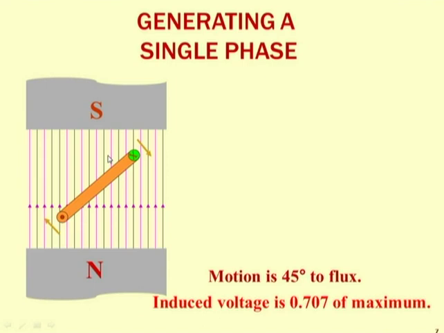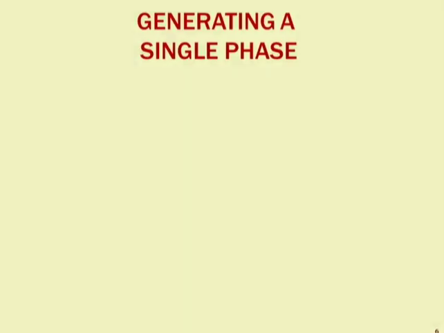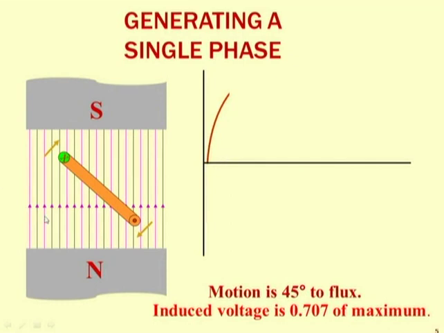Now the difference is that in the earlier case of 45 degrees, considering the direction of the conductor, it was moving toward the N pole. Say this is the conductor, it is at 45 degrees, but it is moving toward the N pole. As it is moving toward the N pole, its EMF is going to rise, and it is 0.707 of the maximum value.